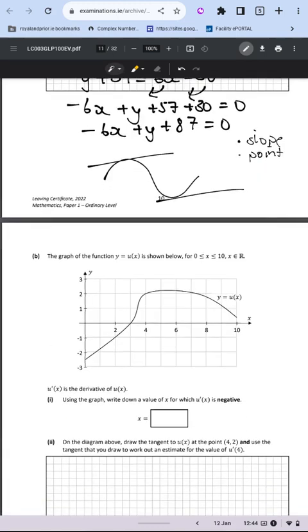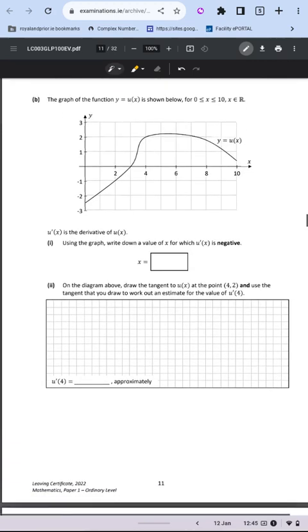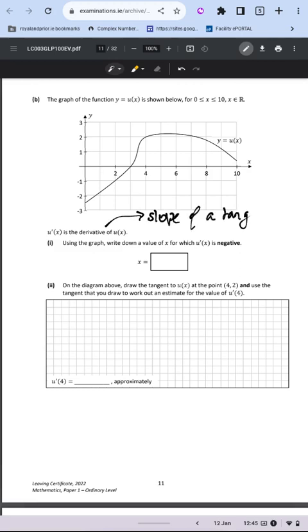Tough, real tough question. B here, the graph of the function is shown below. u dash x is the derivative, the slope of a tangent. That's realistically what it's telling you. Slope of a tangent line. Using your graph, write down a value of x for which the slope of a tangent is negative.